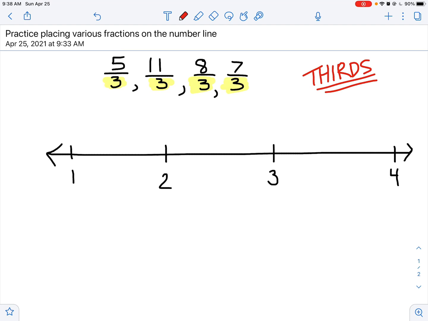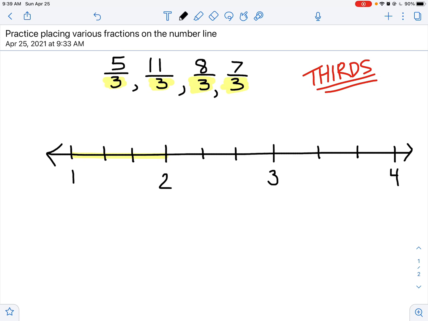So if I'm looking here, here is one whole because it goes from 1 to 2, and that's one whole jump. So I'm going to break each whole into thirds. I've taken that whole and broken it into 3 parts. I've taken this whole and broken it into 3 parts. And I've taken this whole into 3 parts. Okay? So I've started by making all my thirds.